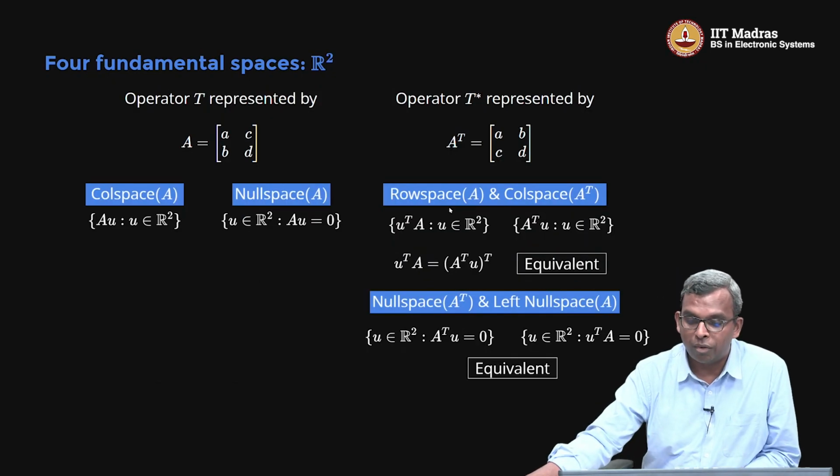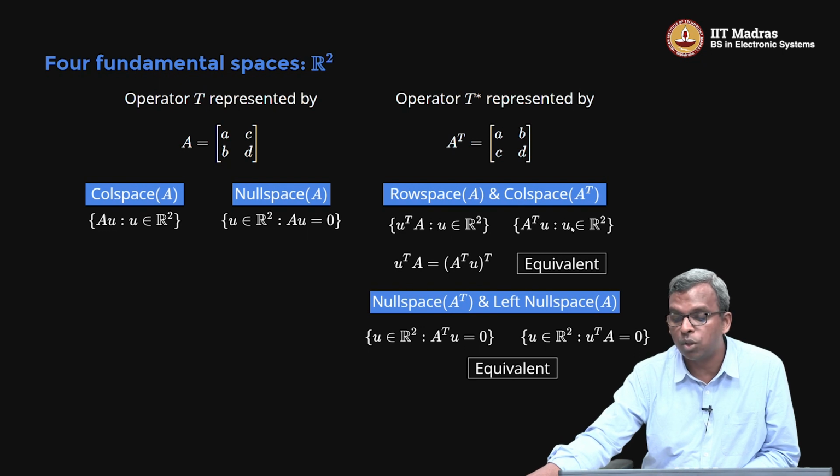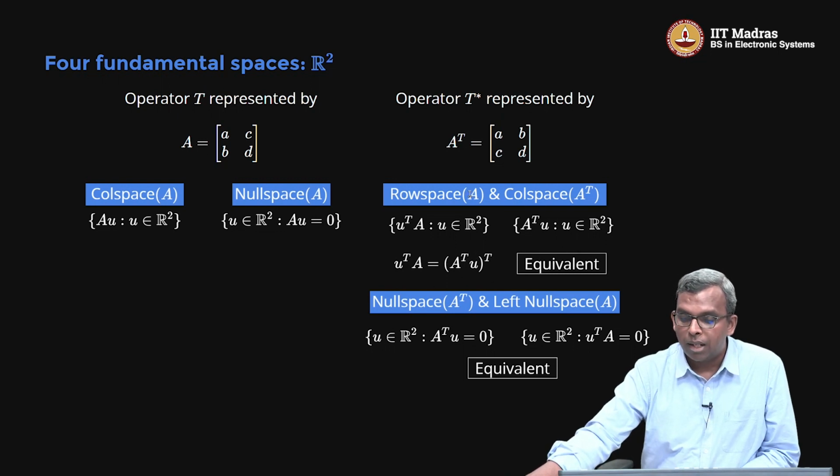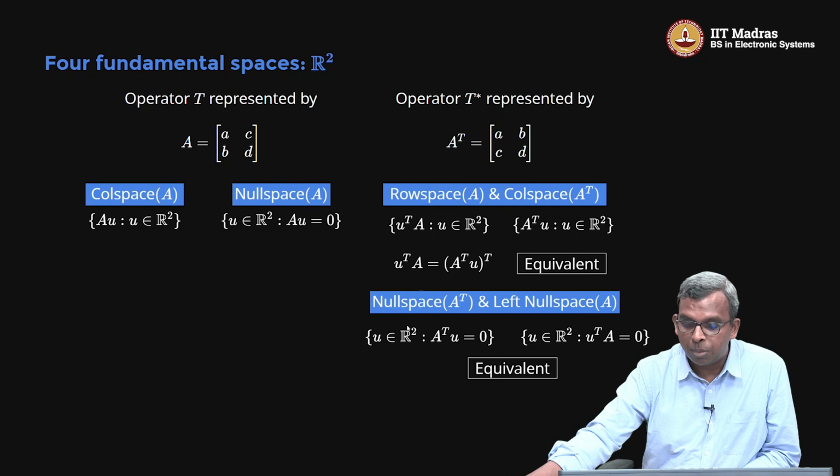So you can see you have the row space of A, which is U transpose A for all U. Now we know that it is connected to the column space of A transpose, right? Column space of A transpose is all the linear combinations of columns of here, and that is A transpose U for U in R2. Now these two are equivalent. Now you can also think of a null space for A transpose, right? And that will be the set of all U such that A transpose U is 0.